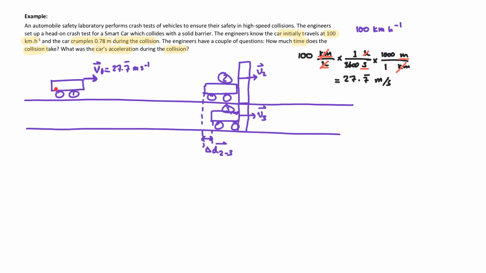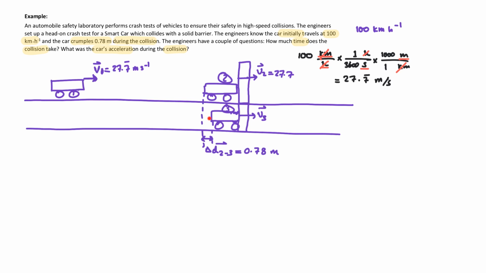So basically, this vehicle is going at the same speed. Just before it touches the wall, it is still going at the same speed, so I'm going to label this also as 27.7. Now, the car starts to crumple for a displacement. So this displacement is 0.78 meters. I'll write that information down.